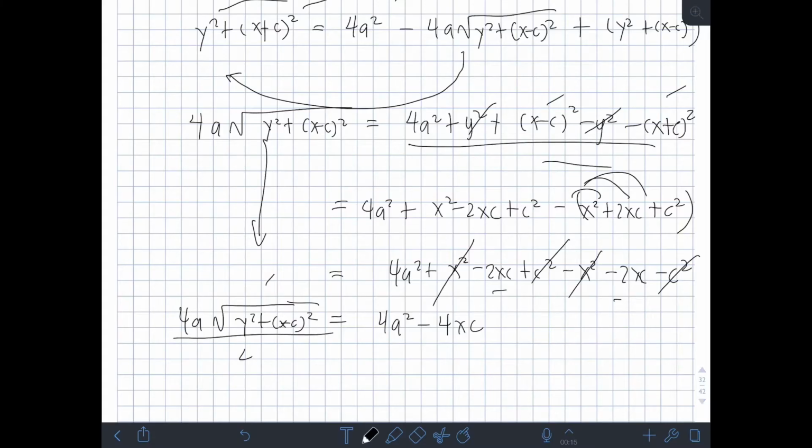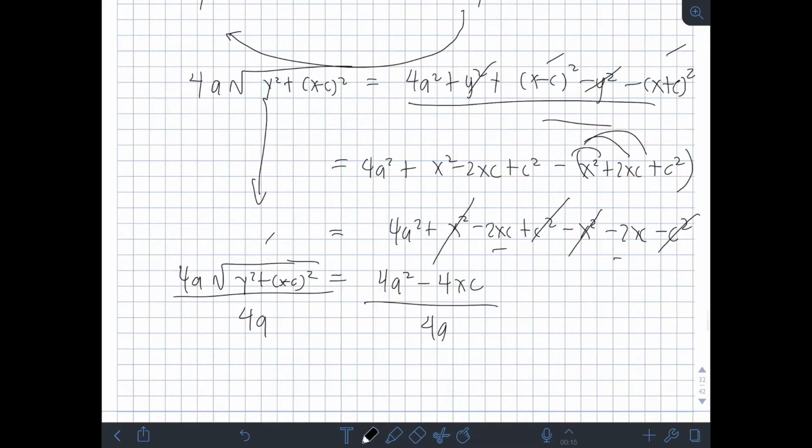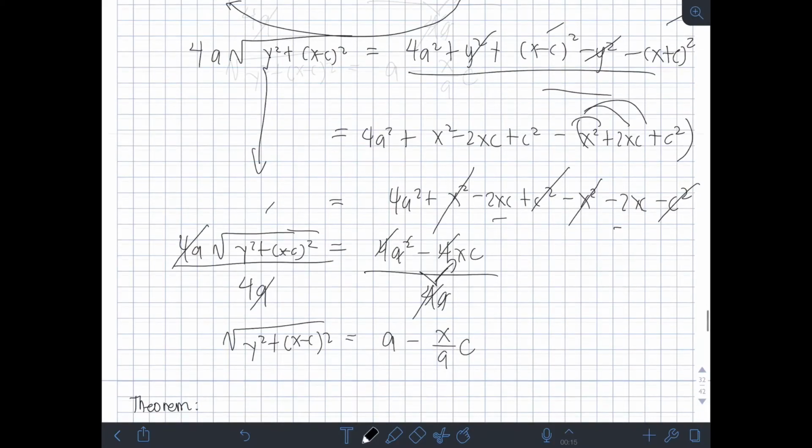So, divide ko na lang both sides by 4a para walang katabing numerical coefficient itong square root. So, square root of y squared plus x minus c squared is equal to, distribute to, magiging cancel si 4 tsaka si a na lang to, minus dito, cancel lang si 4, we have x over ac.